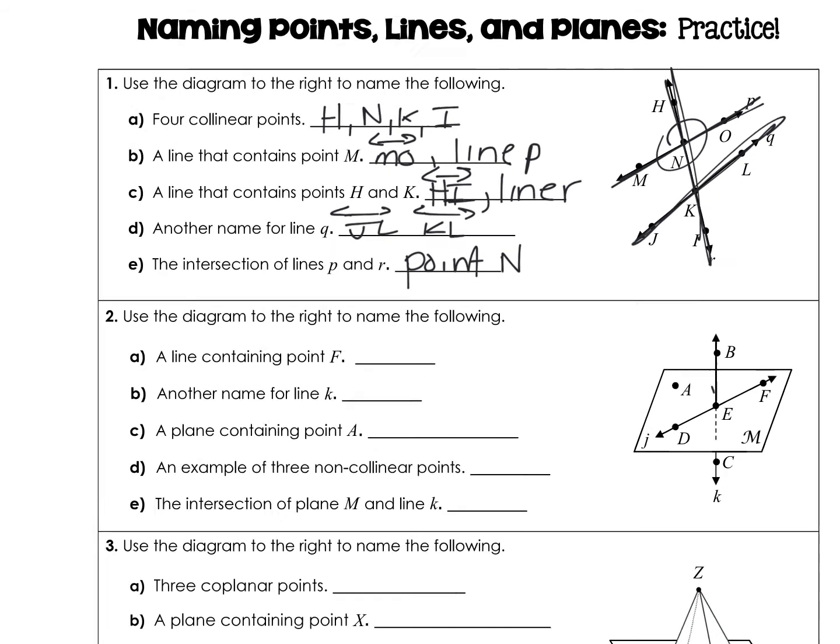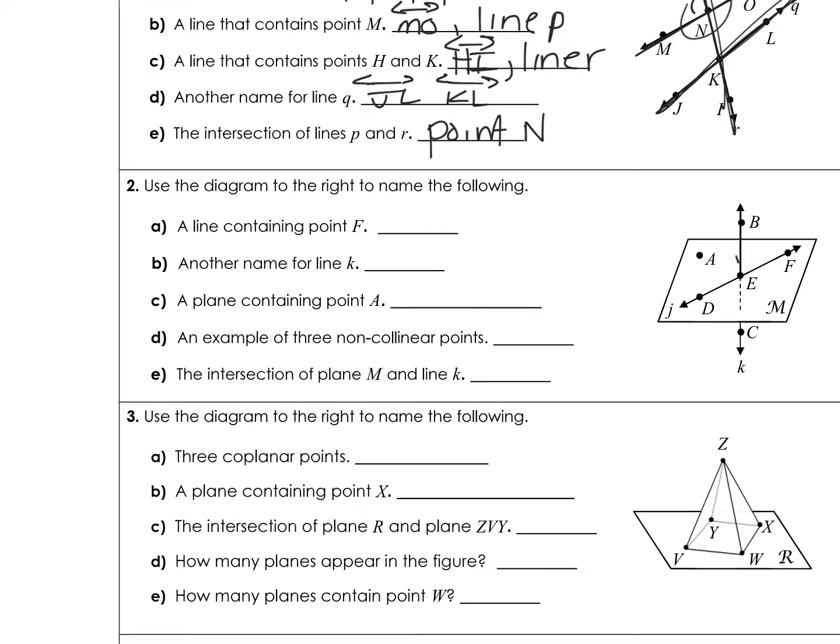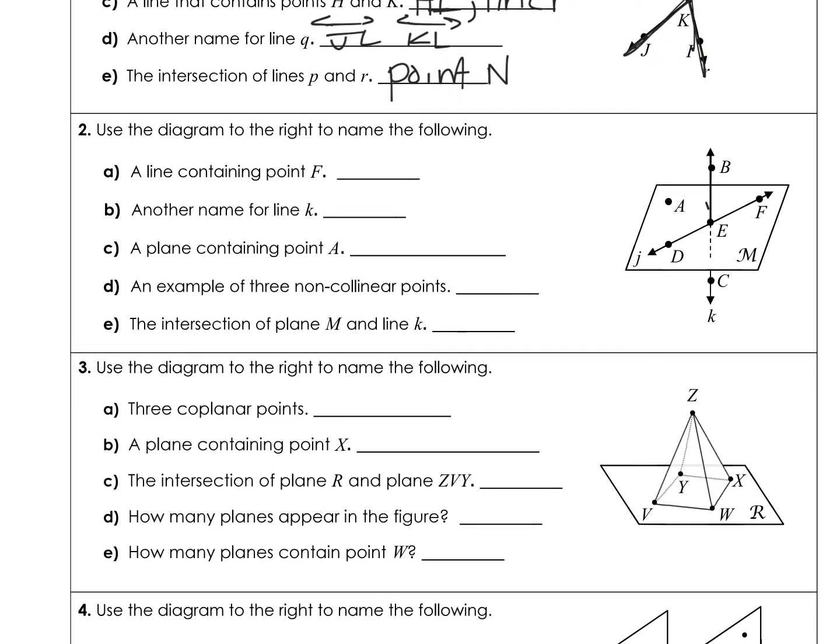Okay, number 2, use the diagram to the right to name the following. A line containing point F. How about line J?